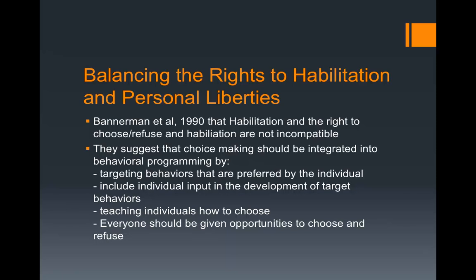They'll choose the goals, determine the daily schedule, regulate access to preferred activities, but there are advantages and disadvantages of allowing clients to exercise their personal liberties and to choose and refuse. But this issue isn't going to go away. Some of you may be working with kids whose parents are on board, and maybe you're not facing this, but it is an issue that is going to come up.